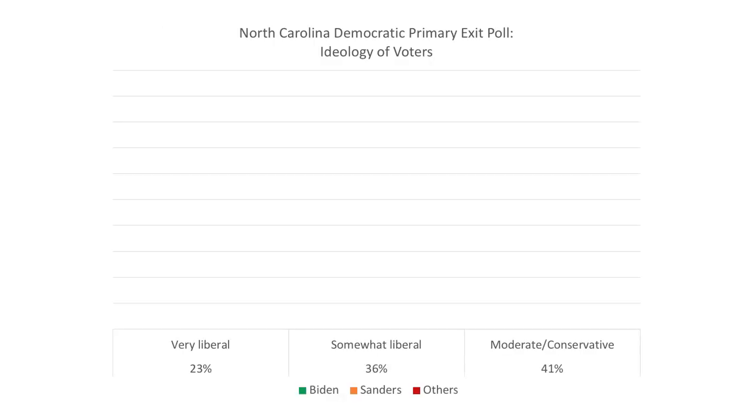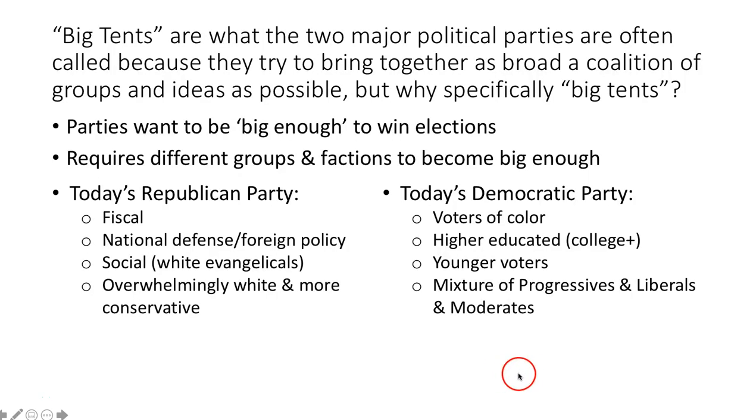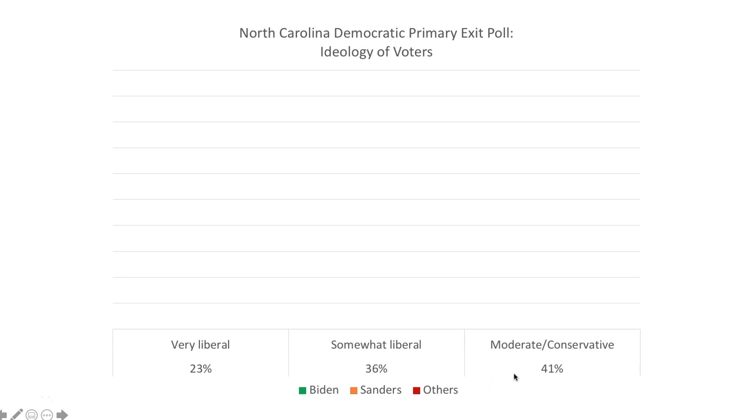If you look at the North Carolina Democratic primary, and the voters that voted just recently in that primary, there was an exit poll done, and they asked the ideology of the voters. Are you very liberal? 23%. Are you somewhat liberal? A little over a third. But notice, in North Carolina at least, moderate to conservative voters tend to be the plurality, 41%.